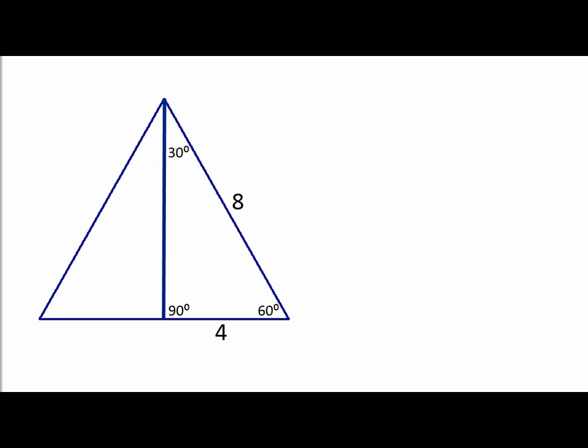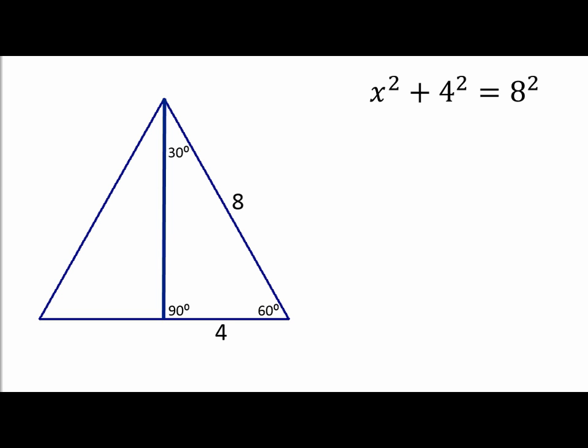Now for the third side of the triangle, there's a formula. The way we're going to get the formula, we're going to use the Pythagorean theorem. Later on we're going to get the formula, but for right now let me use the Pythagorean theorem. Let me call the third side x for right now. So I'm going to write x squared plus 4 squared equals 8 squared.